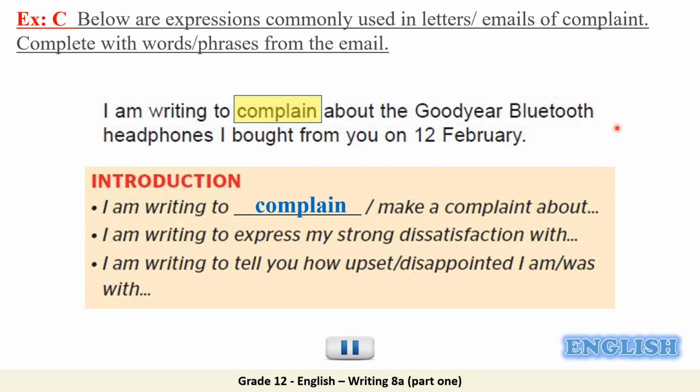So, paragraph 1, you're supposed to write the reason for writing your email or letter. And in this case, you need to show that you're writing to complain.